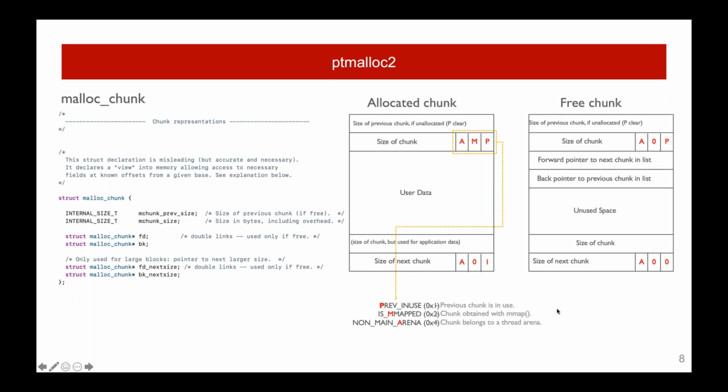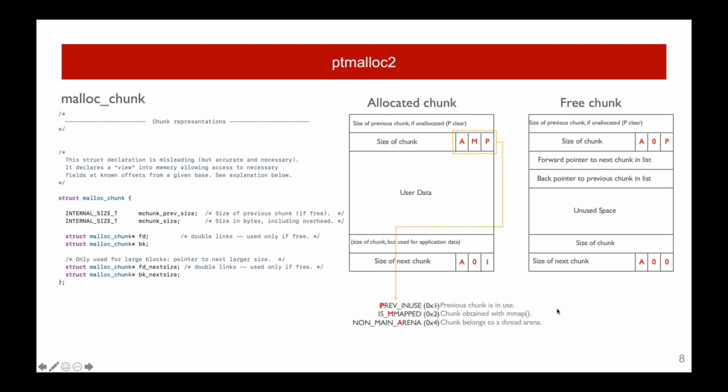These flags can be P, which says whether the previous chunk is in use or not, M for whether the chunk was obtained using mmap, and A for whether the chunk belongs to the main arena or a thread arena. We're not getting into too much detail on how threads or arenas work, but then we have the user data, which runs up until the next field, the next chunk, which is the prev_size again.